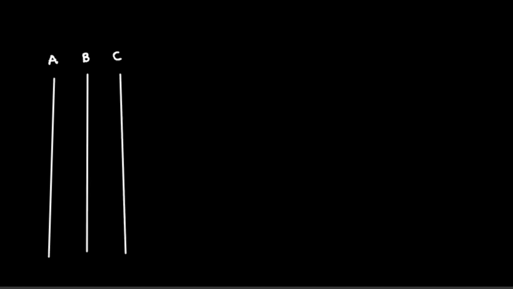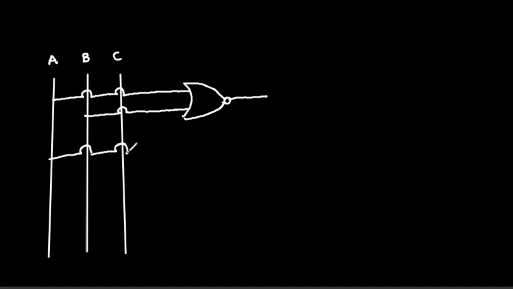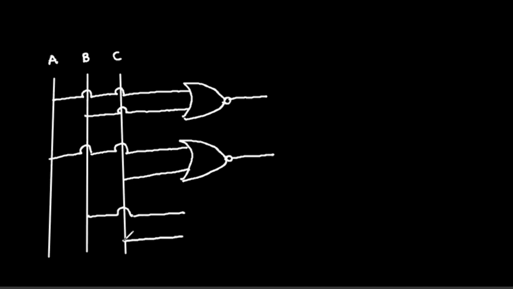First we need A plus B whole thing bar. So we need A, we need B. So A plus B whole thing bar is done. Similarly, we need A plus C whole thing bar. So we'll have A here, C here, whole thing bar is done by a NOR gate. That's it. And finally, we need B plus C whole thing bar. So we have B here, C here, and B plus C whole thing bar is finally given.